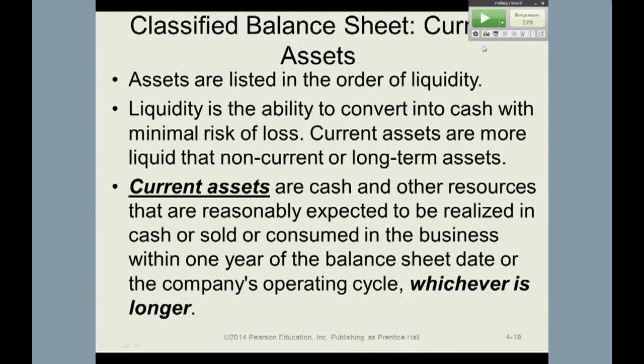Now, when we get back to this concept, remember that we've got the notion of liquidity. That's why assets are listed in the order of liquidity. And liquidity is the ability to convert an asset into cash with minimal risk of loss. Current assets, of course, are more liquid than the non-current assets. By definition, current assets are cash and other resources that are reasonably expected to be realized in cash, used up or consumed within one year or the operating cycle, whichever is longer.